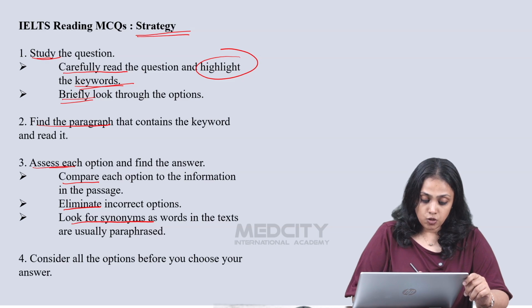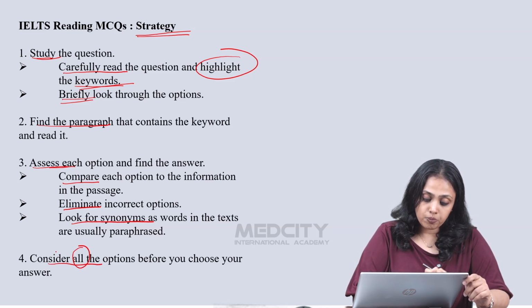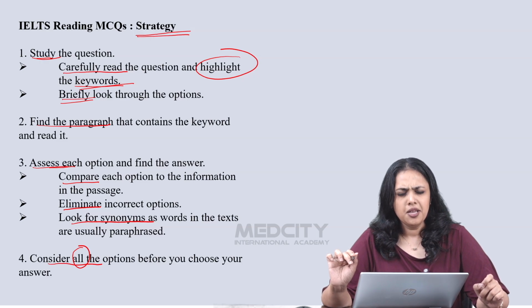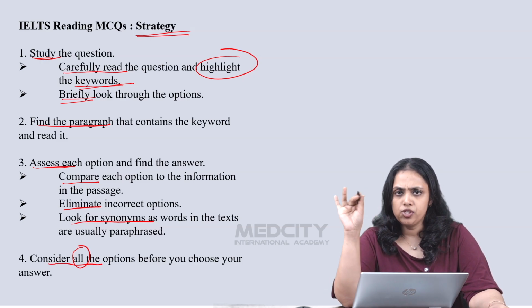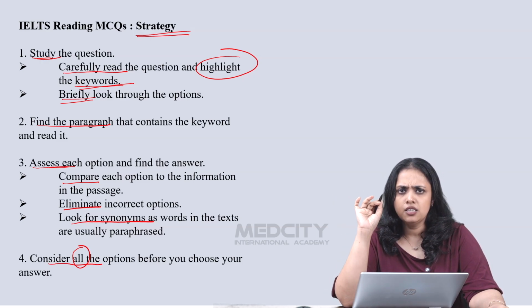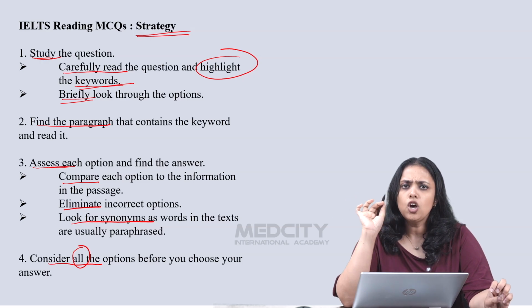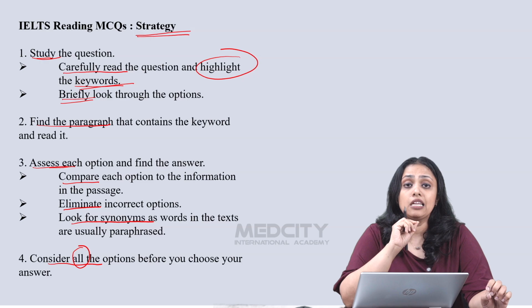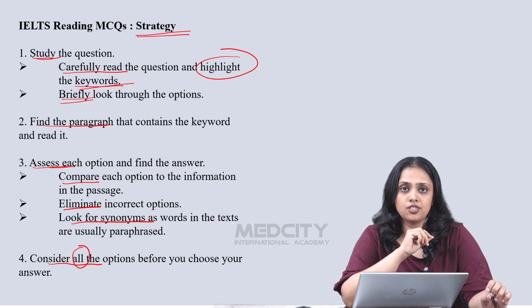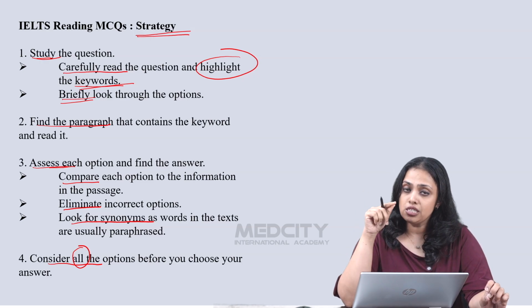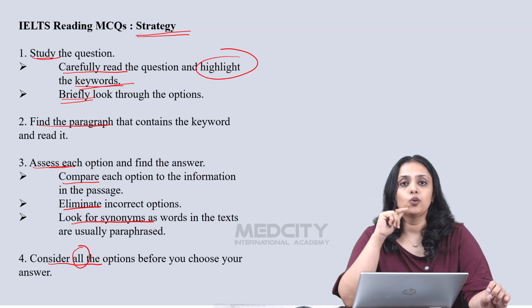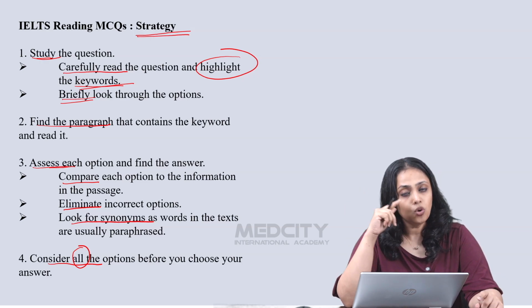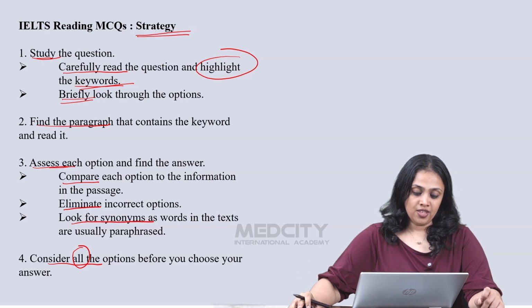Then the last point when it comes to strategy is to consider all the options before you choose the answer. Maybe you look at option A, you feel that's not the right answer. Option B, that also you eliminate. Option C, you might feel, okay, this seems to be the right answer. Don't immediately conclude. Don't immediately finalize that as the right answer. Analyze option D as well and then conclude which is the right answer. Before arriving at the right answer, you have to go through all the 4 options.